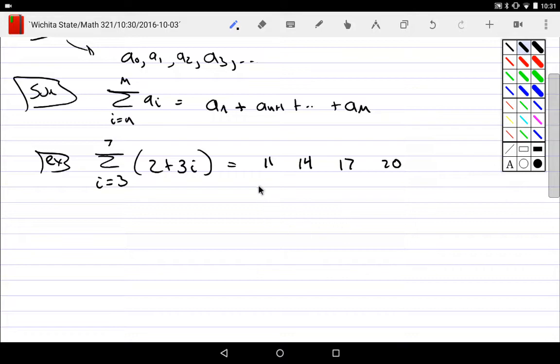And so this was n equal to 3 became 11. N equal to 4 became 14. N equal to 5 became 17. N equal to 6 became 20. N equal to 7 became 23. Right? So that's all you have to do. That's the sequence. And a series is just add them up.